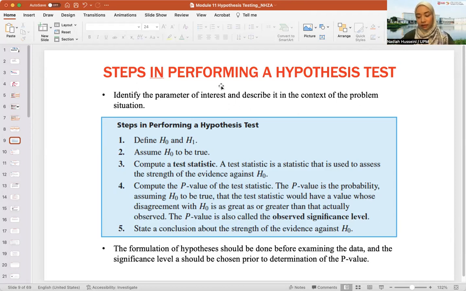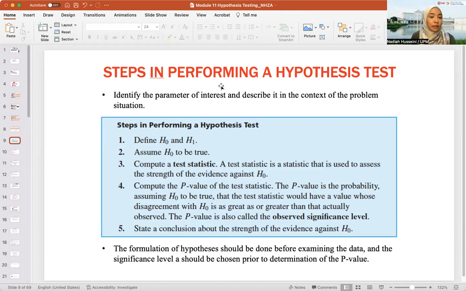So those are the things that you can look into. Again, you can edit your form. And of course, eventually, if you do not like what you came up with for the data that you want to collect, you can always let me know and we can adjust things, okay? All right, so first, identify the parameter of interest and describe it in the context of the problem situation. Define the null hypothesis and the alternate hypothesis.